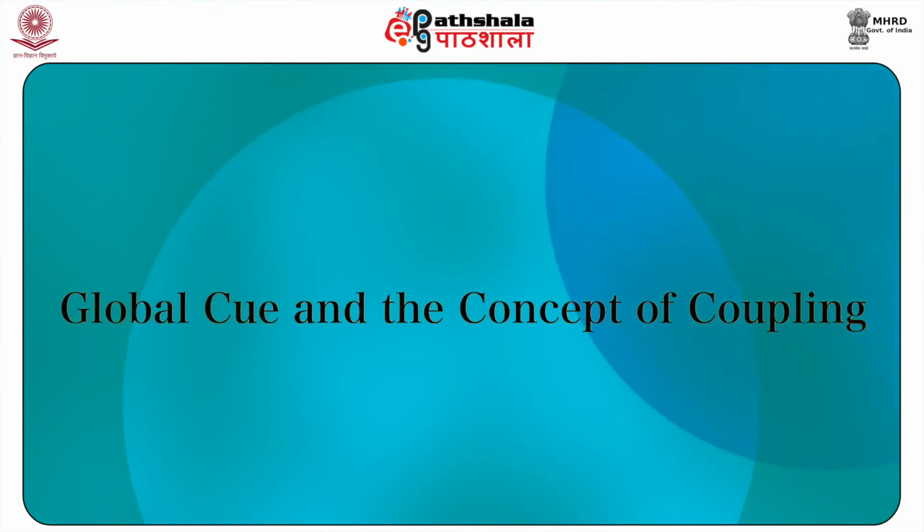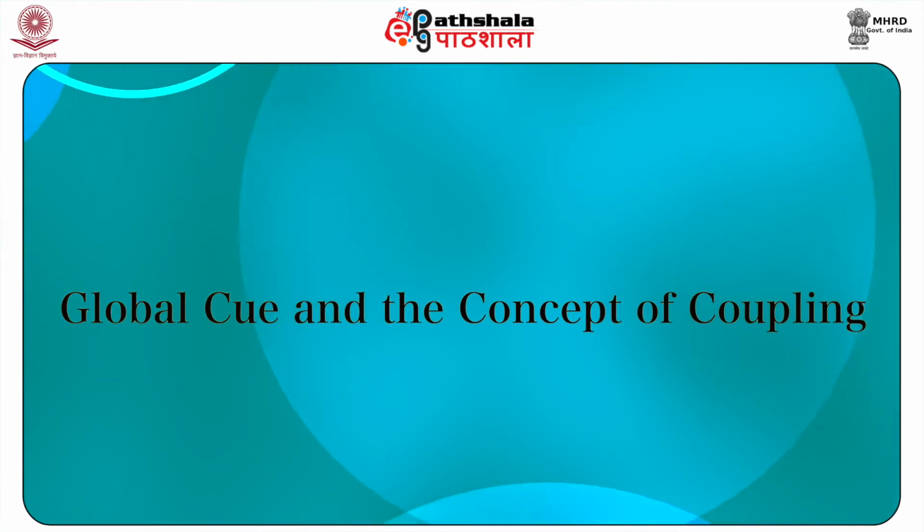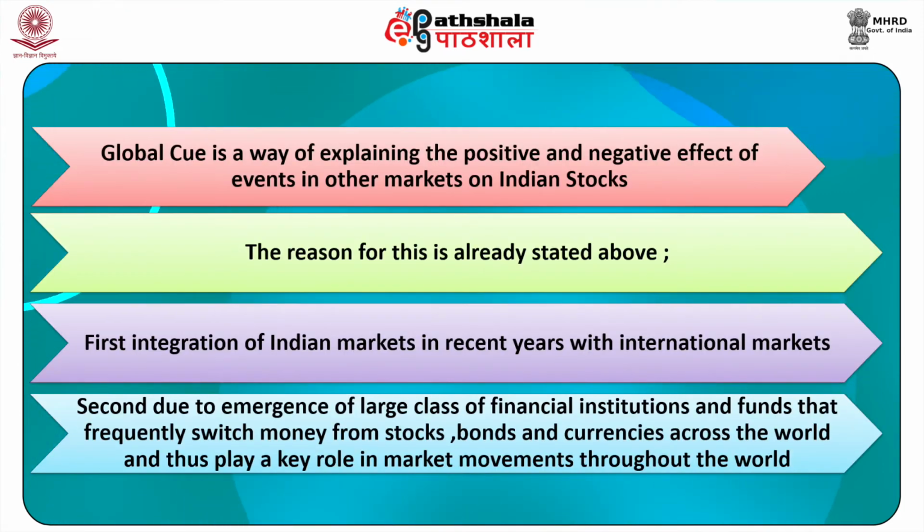Let us now, in the next section 8, understand the global Q and the concept of coupling. Global Q is a way of explaining the positive and negative effect of events in other markets on Indian stocks, which means all other markets except the Indian market. The reason for this is already stated above, where we have said that first, integration of Indian markets in recent years with international markets, and second, due to the emergence of a large class of financial institutions and funds that frequently switch money from stocks, bonds and currencies across the world and thus play a key role in market movements throughout the world.